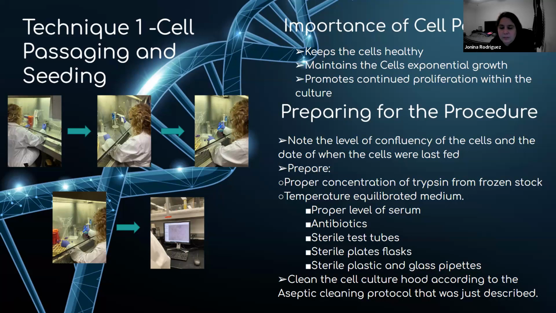That is one thing that they emphasized with us: making sure all test tubes are sterile, the plates are sterile, you have sterile plastic, and you have sterile glass pipettes. They also want to make sure that you know how to clean the hood based on the aseptic cleaning protocols that we learned. That was the first thing that we learned. I actually found that pretty interesting as well, because without that, you're disrupting a very sterile environment, and that can actually disrupt the cell passaging and seeding that we are about to perform.